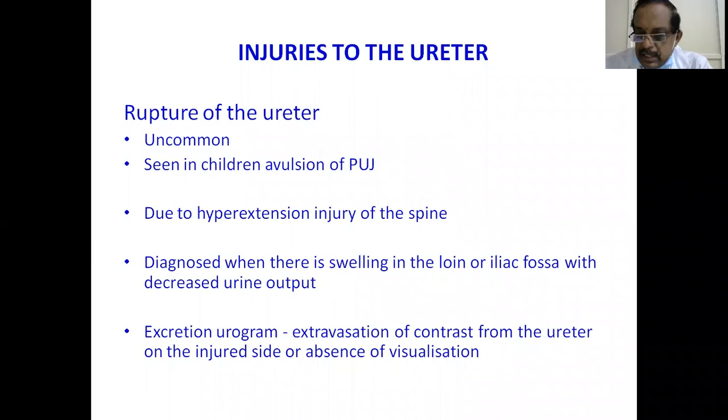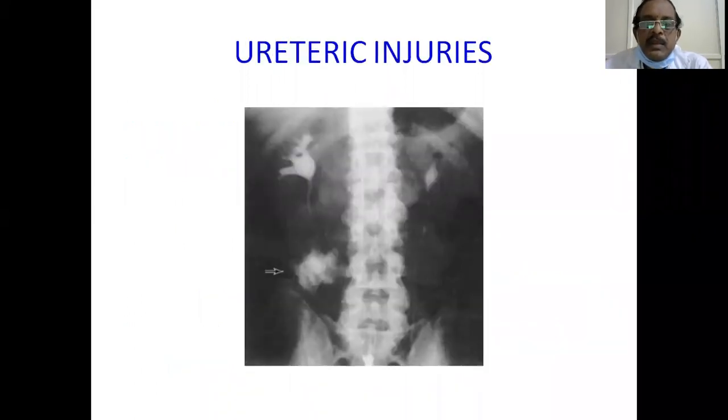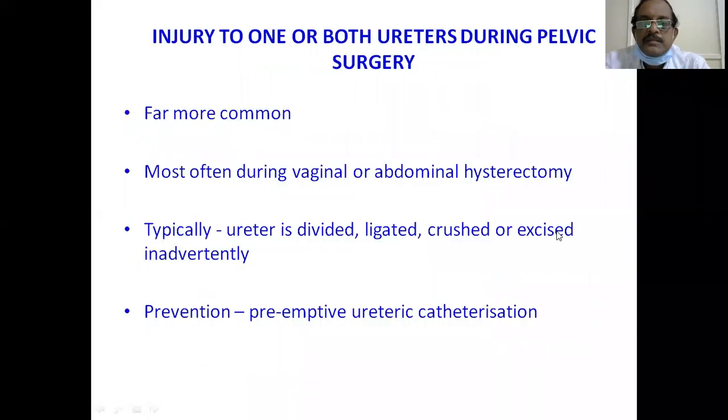The other thing I have shown you is the extravasation from the ureter. So you see here, ureteric injury: this is the kidney seen normally, the ureter, and there is a lot of urine extravasation here. That means there is ureteric injury here. This is how ureteric injury looks on an intravenous urogram.